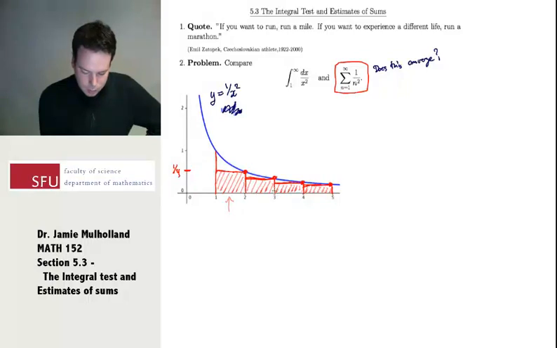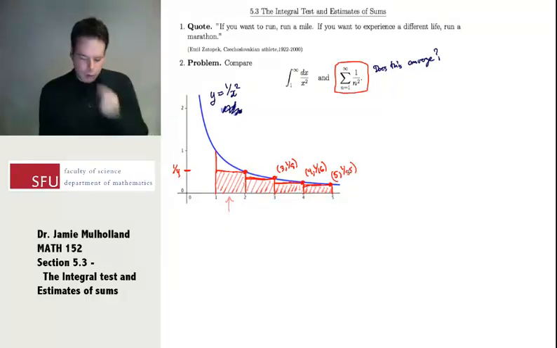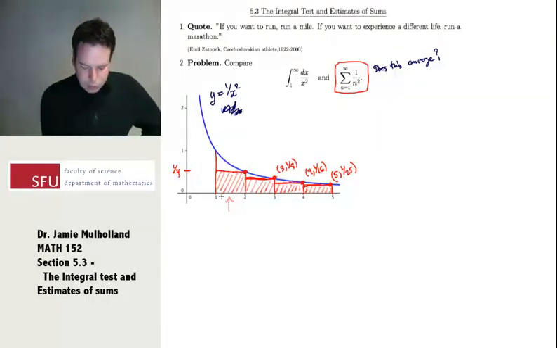At x equals 3, the height should be 1/9. So instead of labeling on the axes, I'll just label the points here. This is 3, 1/9, this is 4, 1/16, and this is 5, 1 over 25. So what are the areas of each of these little rectangles? Each rectangle has a base of 1, so the area is just given by the value of the height. This one has area a quarter, this one 1/9, this one 1/16, and this one 1 over 25.